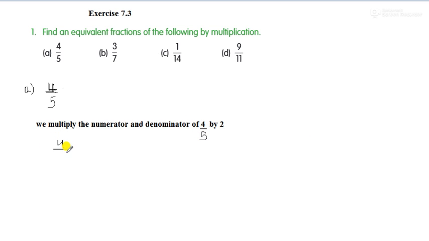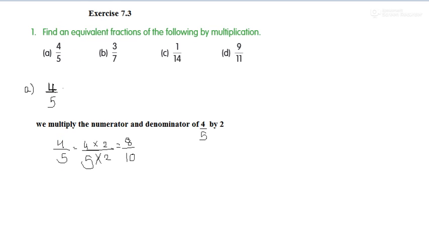Here 4 by 5 equals 4 by 5, multiplied with a 2. Here 4 2s are 8, 5 2s are 10. Sorry, here 2 4s are 8 and 2 5s are 10. So 8 by 10 is equivalent to 4 by 5.